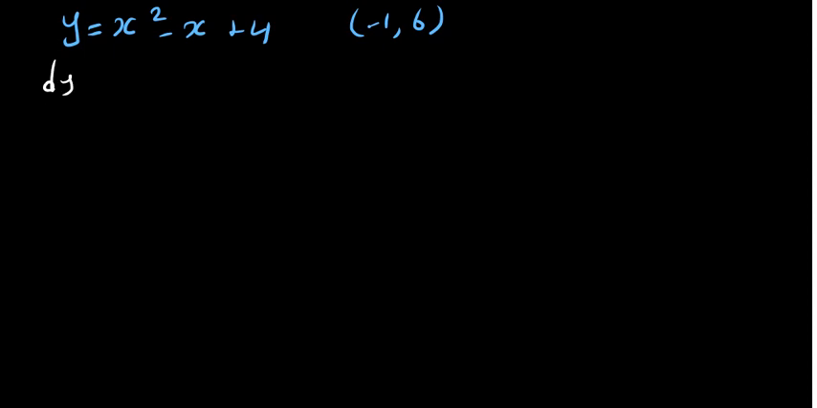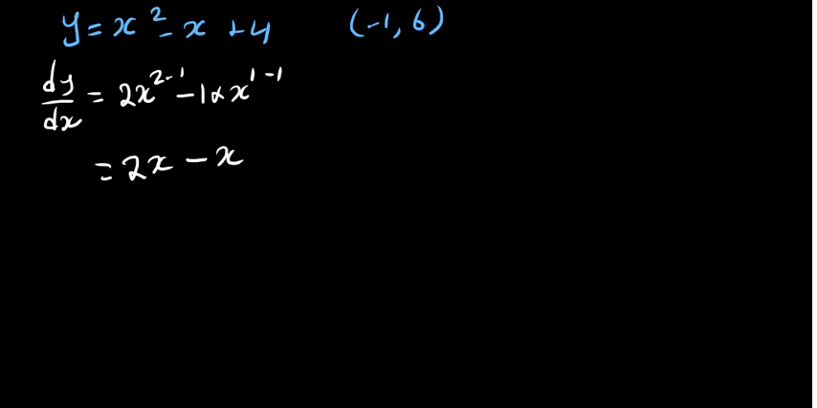So I say dy/dx is equal to 2x to the power 2 minus 1. The power that we have on x is 1, so we have minus 1 multiplied by x to the power 1 minus 1, plus this constant. I don't have to put it because it's just a 0. So we have 2x minus x to the power 0, and what we get is just 2x minus 1. So now this is our dy/dx.